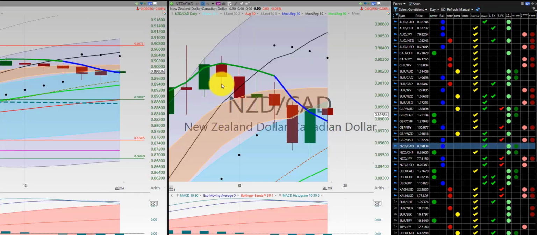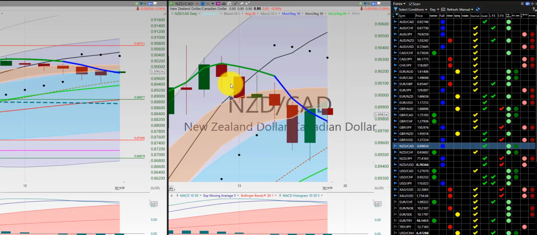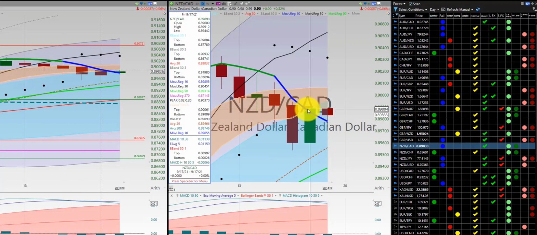Zealand Canadian dollar, a little bit more action to the downside. This was Friday, so initial setup here, nice 1-2, and then for a small loss here, another 1-2, and then out for a loss on Friday.